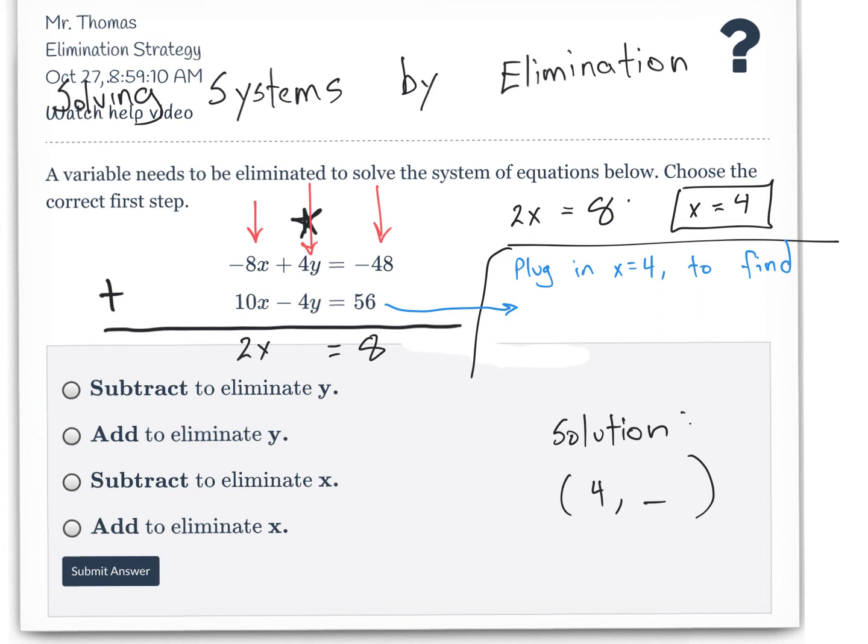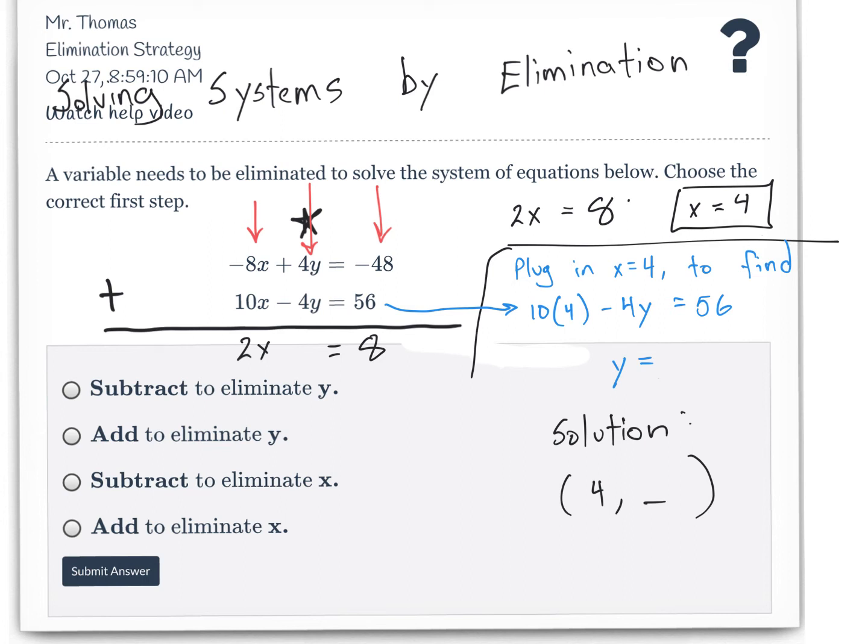So I'm going to rewrite that, but instead of x, I'm going to erase it and substitute or plug in 4. So 10 times 4 minus 4y equals 56. And what do we have here? Well, we have an equation with only one variable, and you can easily find what that variable is. Just solve for y. We don't need to go through all this big song and dance. That's 7th grade stuff.